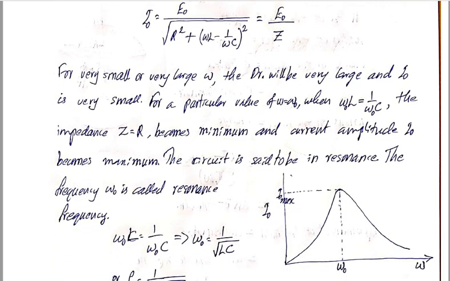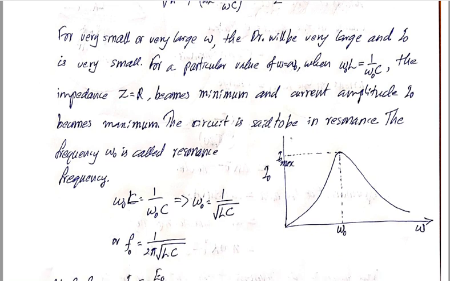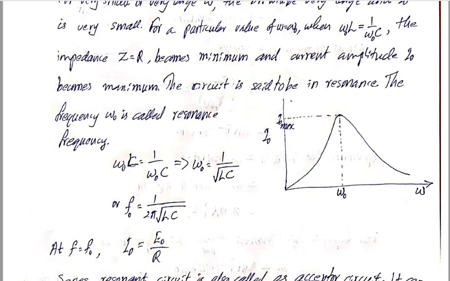Resonance happens when omega L becomes equal to 1 by omega C. This happens at a particular frequency omega 0. Therefore we can write omega 0 L is equal to 1 by omega 0 C, or omega 0 equal to 1 by root of LC. Or in terms of the normal frequency, the resonance frequency f0 is equal to 1 by 2 pi root LC. So if the frequency of AC is equal to the resonance frequency, then the peak value of current in the LCR circuit will be maximum, equal to E0 by R.